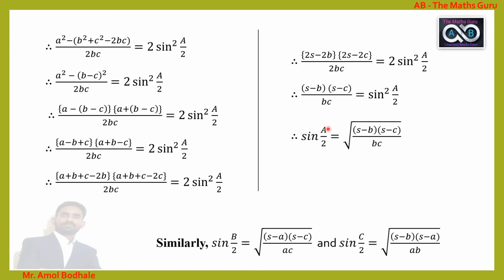Similarly, if we replace this angle A by B, then we can replace the sides B and C by the remaining sides, that is A and C. So we can write sine of B by 2 equal to square root of s minus a into s minus c upon a into c. Similarly, sine of C by 2 equal to square root of s minus b into s minus a upon ab. So in this way we can prove the first half angle formula.